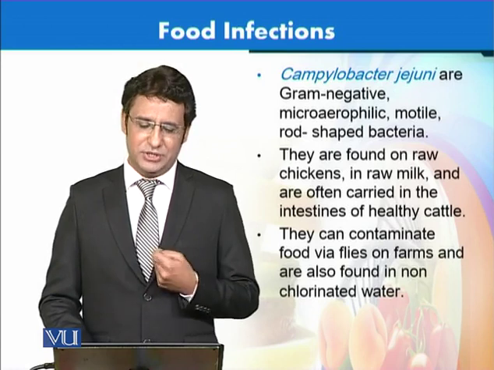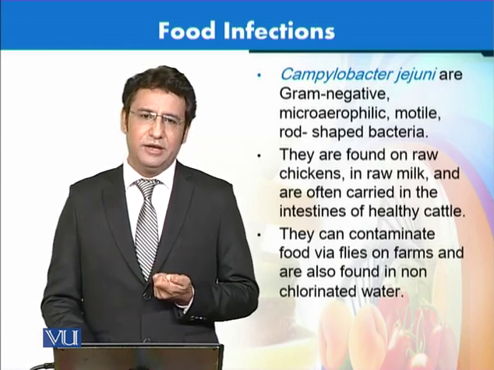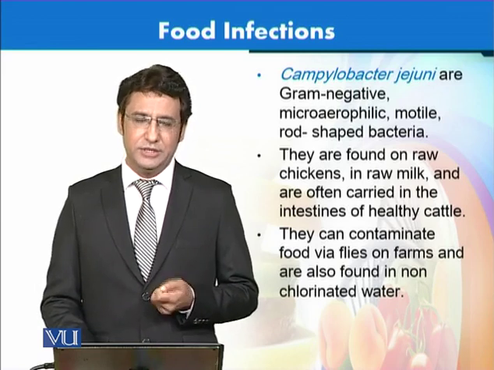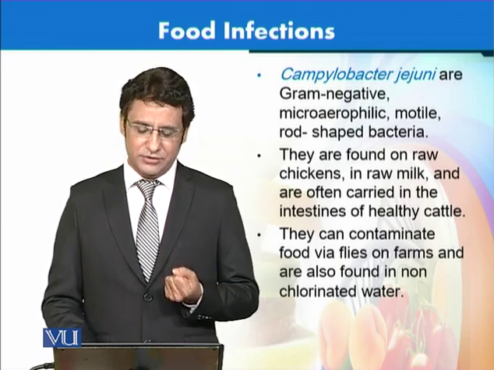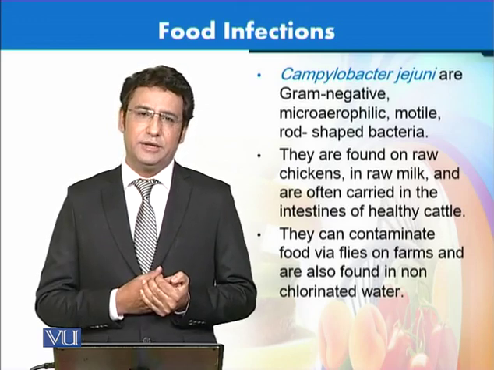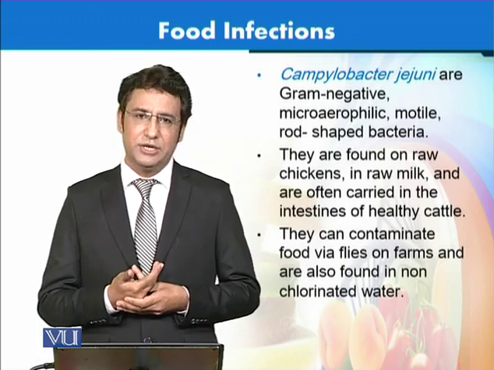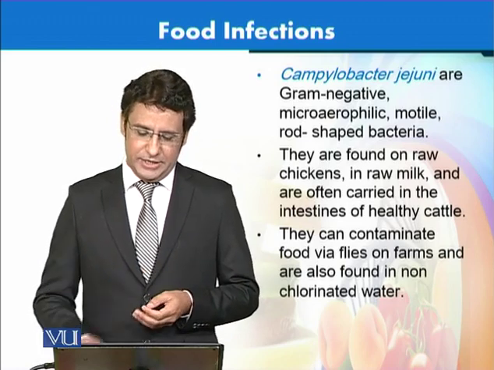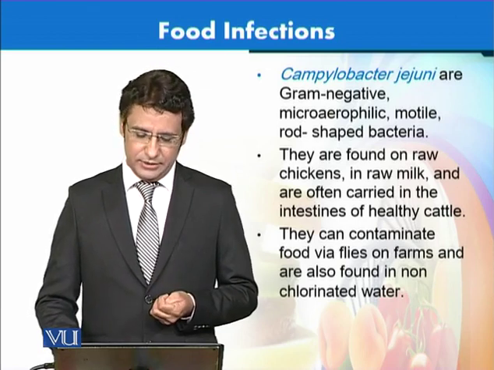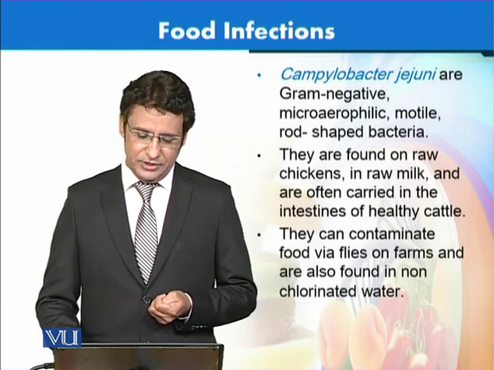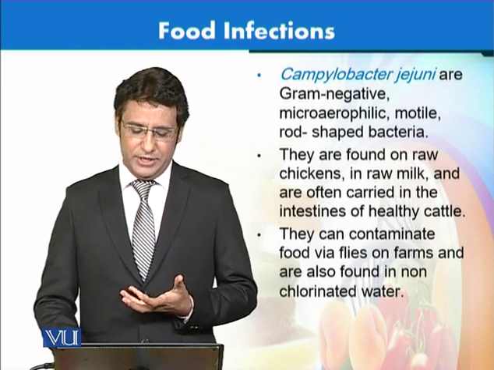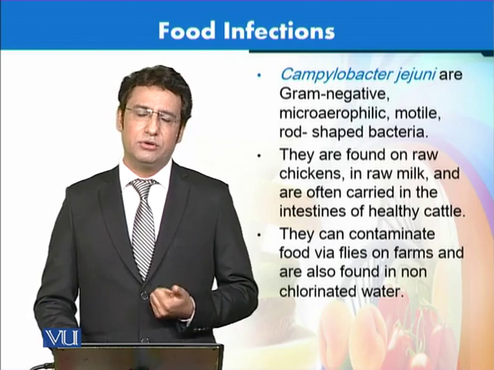The last pathogen is Campylobacter jejuni. It is gram-negative and microaerophilic, meaning a small amount of air is needed for growth. It is motile. It is a rod-shaped bacterium. The sources are basically chicken and milk, raw milk especially, and it is also found in the intestine of many healthy cattle as well. So they can contaminate the food through flies and farms, and they are present in non-chlorinated water.